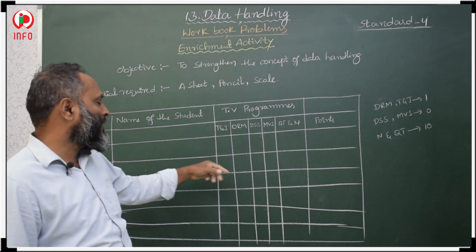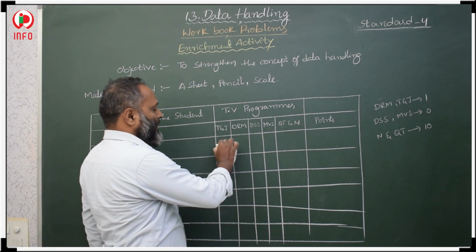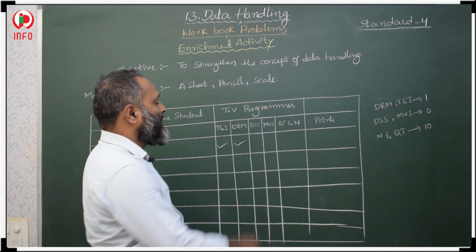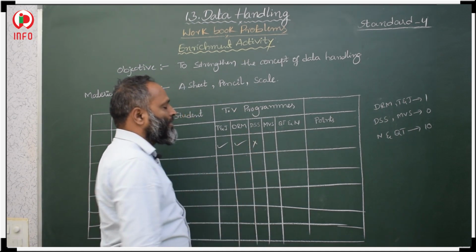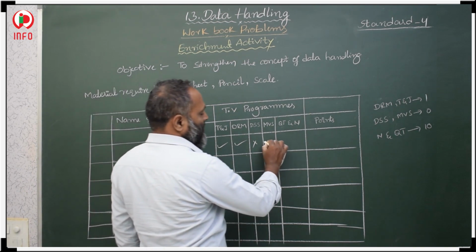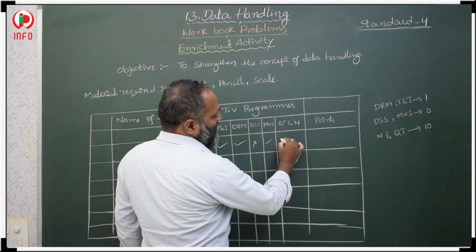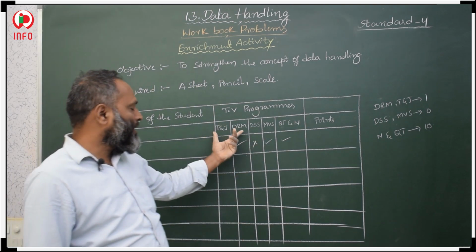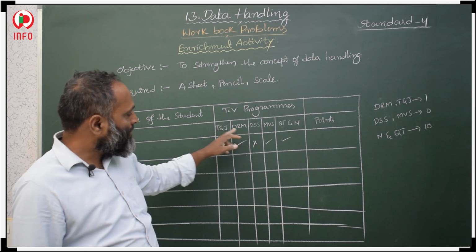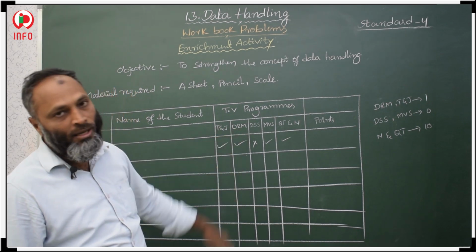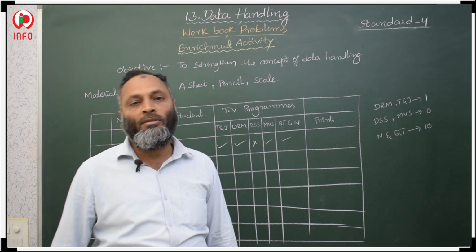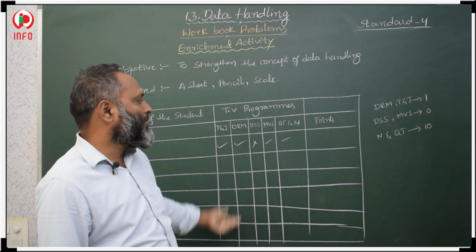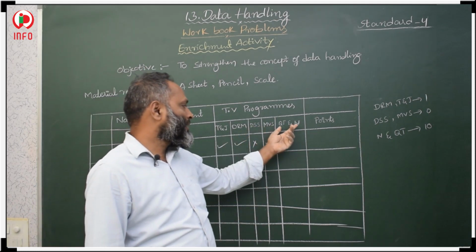Suppose one of your friends watches Tom and Jerry, then tick here, and Doraemon, he watches this also, and this daily soap serial he won't watch. Then movies, suppose he watches, and quiz time again he watches, and news. Then make a tick mark. Tom and Jerry and Doraemon, these two are the cartoons. Then quiz time and news.